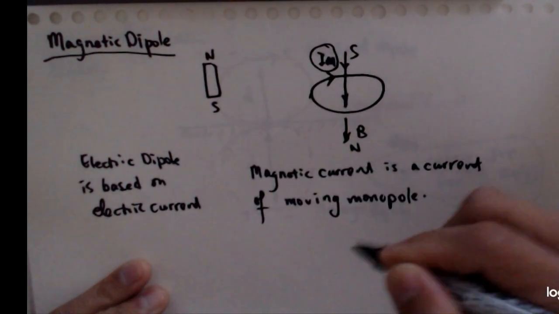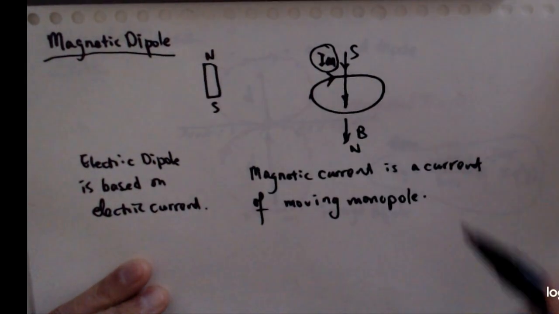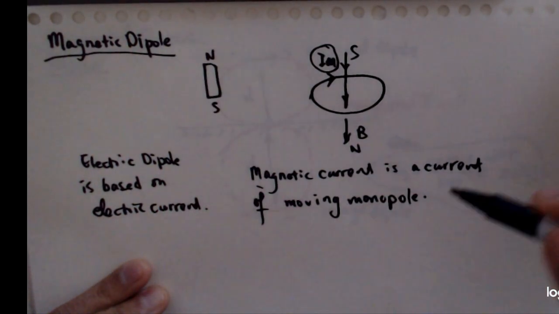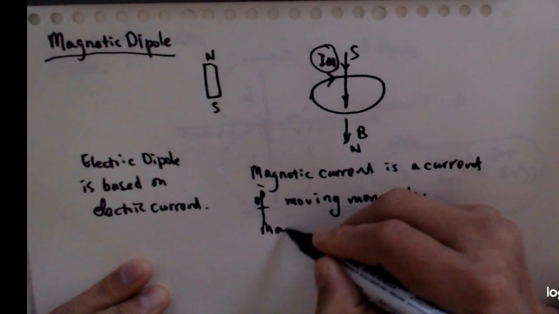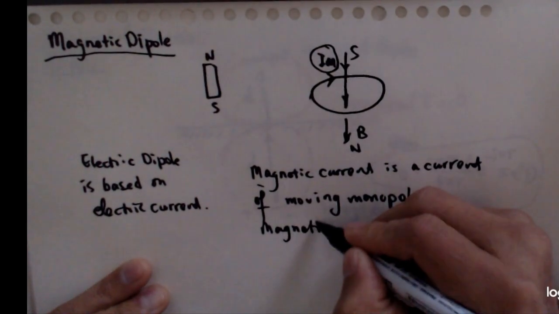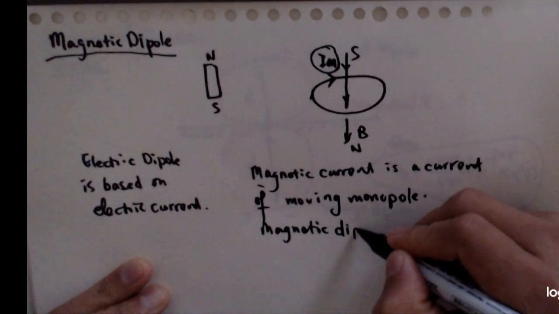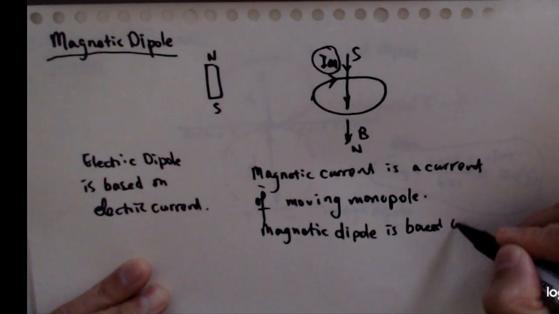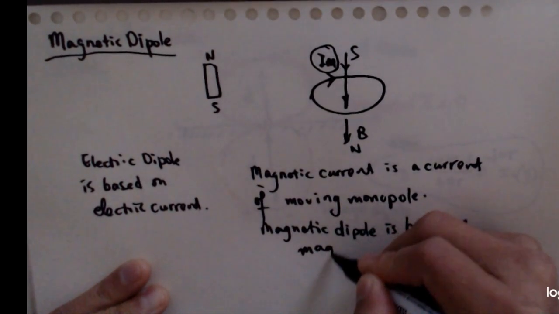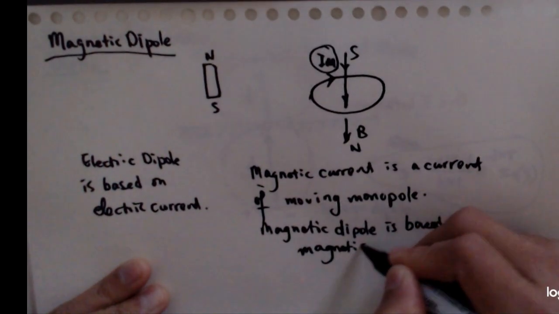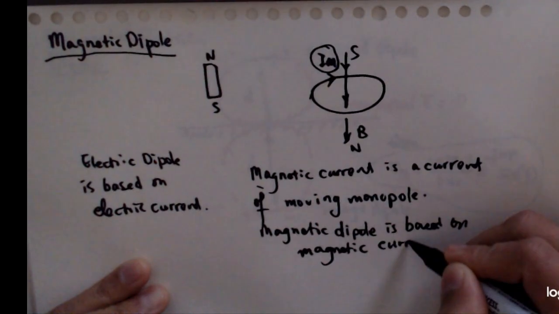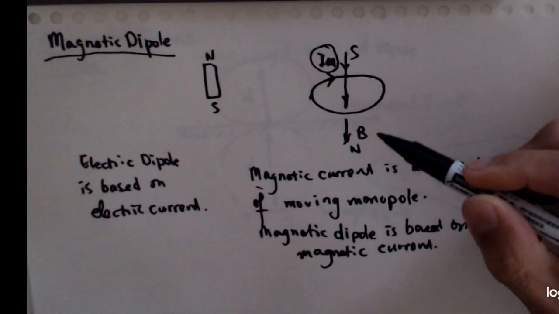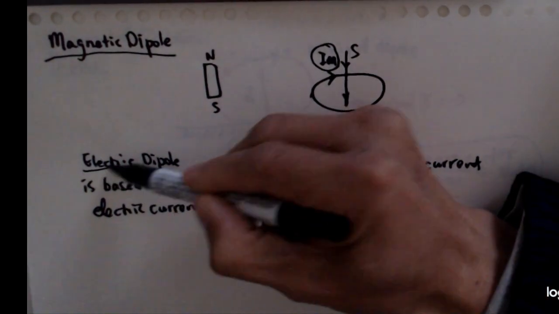Magnetic dipole, on the other hand, is based on magnetic current. So this is how the previous scientists used this way to correlate electric dipole and magnetic dipole.